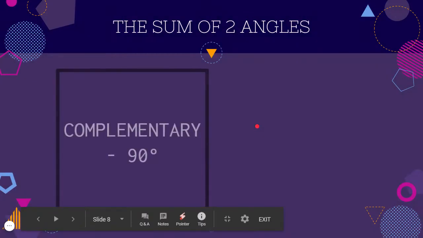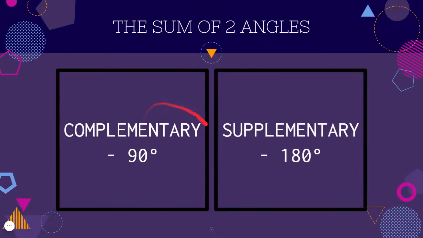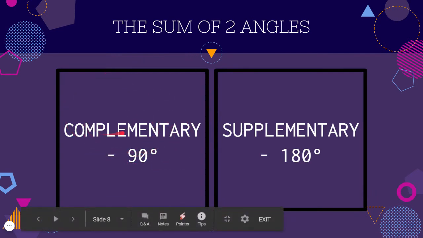Next one, as we had already seen, a complementary angle is going to be 90, while for a supplementary angle, the sum of two angles is going to be 180.